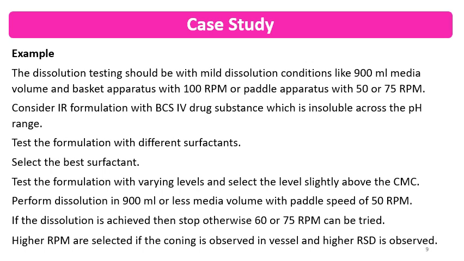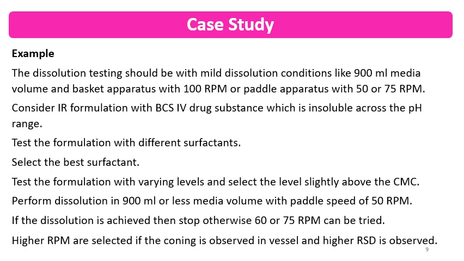For example, we will see a case study. The dissolution testing should be with the mild dissolution conditions like 900 ml media volume and the basket apparatus with 100 rpm or paddle apparatus with 50 or 75 rpm. Similarly, the USP 3 and USP 4 apparatus can be used with mild conditions. Consider a tablet formulation with BCS class 4 drug, that is insoluble drug, which is insoluble across the pH range. So now here the example is with a tablet formulation containing the molecule which belongs to BCS class 4 and is insoluble across the pH.